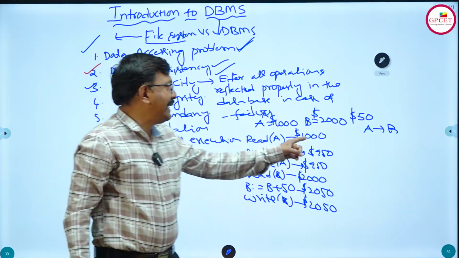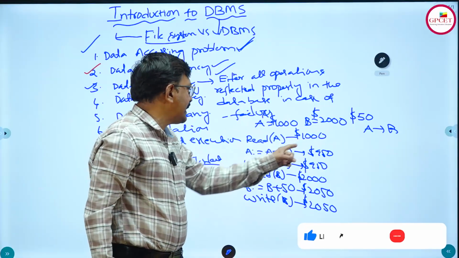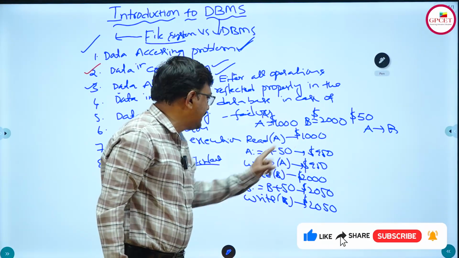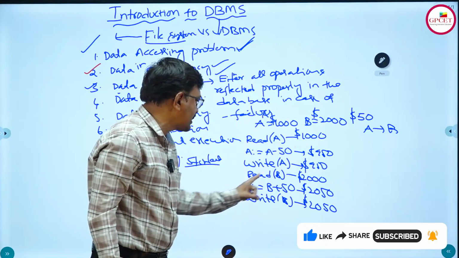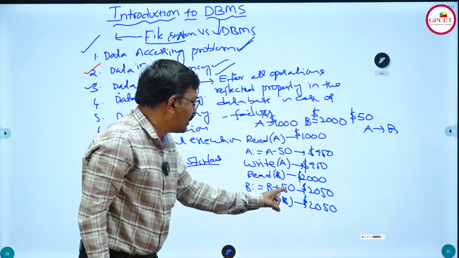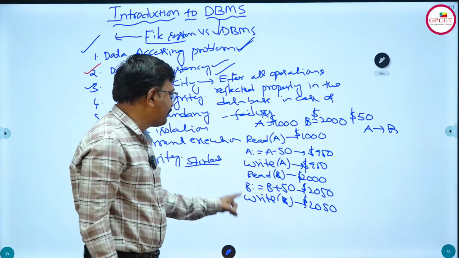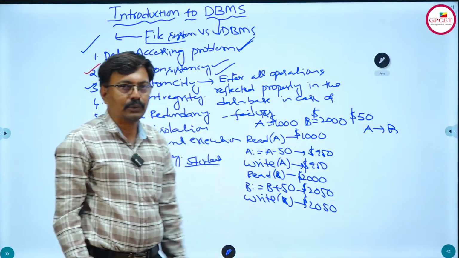What is the first one? Read A, account A is already given, A equals 1000. 1000 minus 50 is 950. Write A, that is update the data item, 950. Read B, $2,000. B equals B plus 50. What is 2000 plus 50? 2050. Write B is 2050.